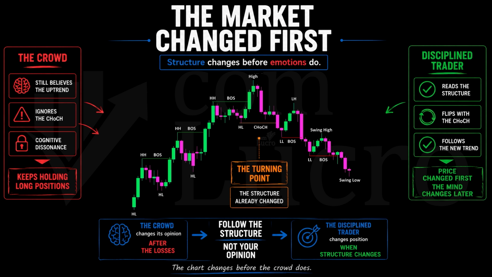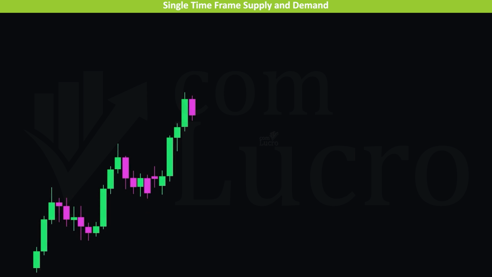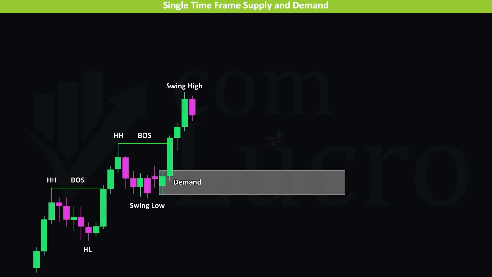The disciplined trader flips with the structure the moment it shifts, not when the pain finally forces it. Once direction is clear, step 2 is to mark supply or demand zones according to the rules we covered earlier. In this example, the market direction is bullish, so we focus only on demand zones and buy setups. Mark the most recent valid demand zone.